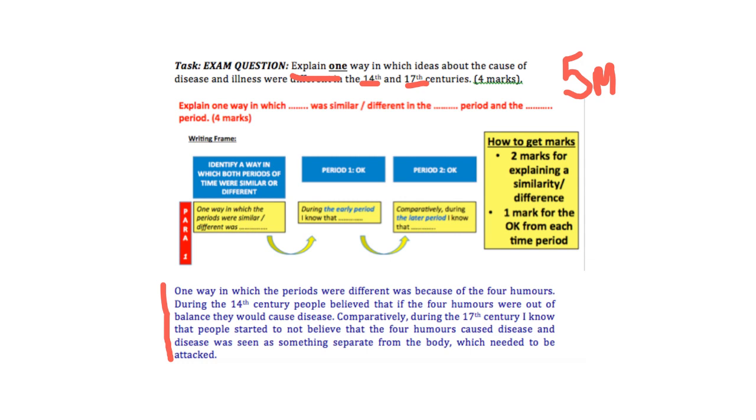So I would answer it like this. One way in which the periods were different was because of the 4 humours. During the 14th century, people believed that if the 4 humours were out of balance, they would cause disease. That's true, we know that to be true. People really believed in the 4 humours.